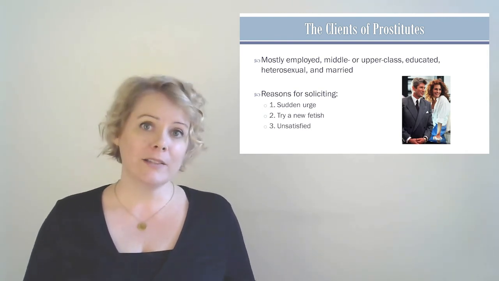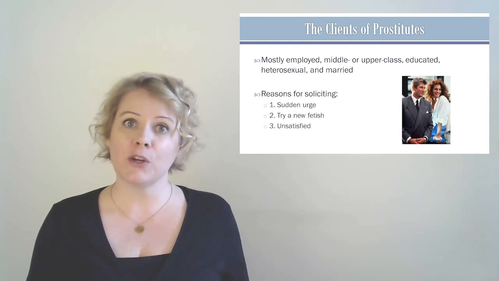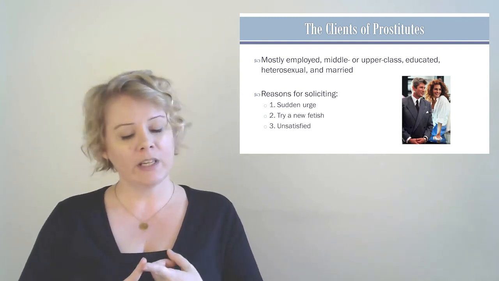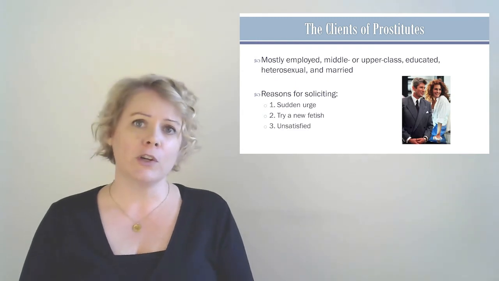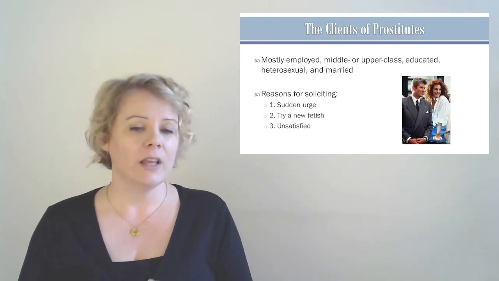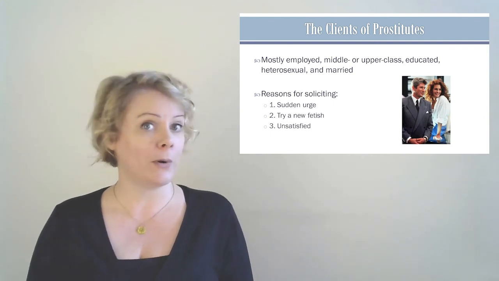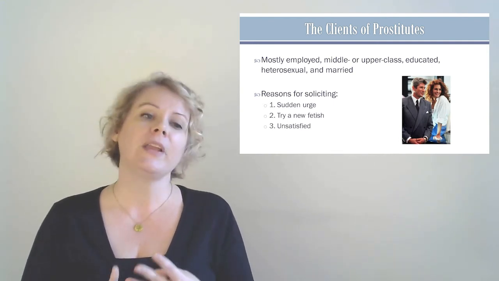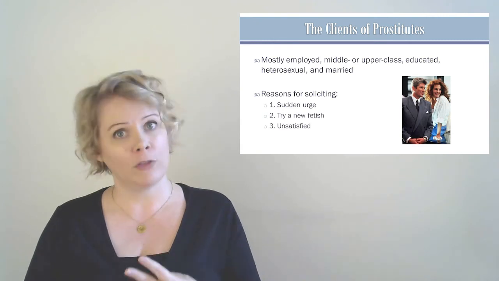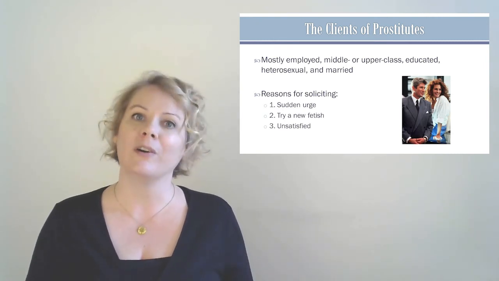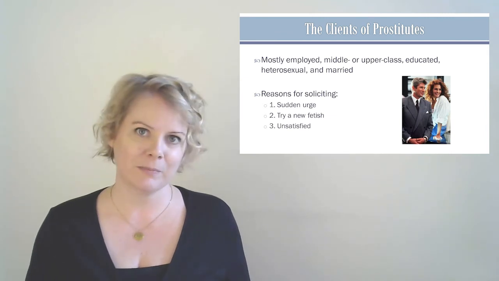So if you ask clients of prostitutes why they chose to pay for sex, typically they have really similar answers. One is just a sudden urge. They often argue that it's not premeditated. The second is that they want to try something new and different, maybe even something that their partner does not want to participate in. And the final version is, of course, that they are unsatisfied in their partnership. This is usually the case with people who are middle-aged in the middle of their marriage.